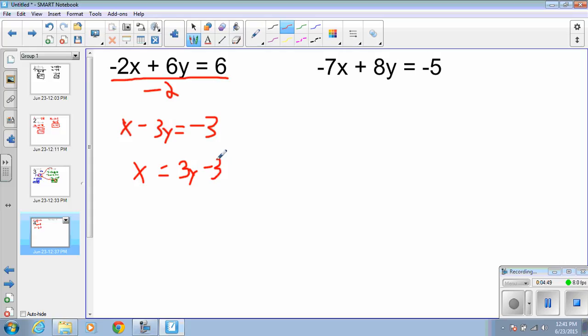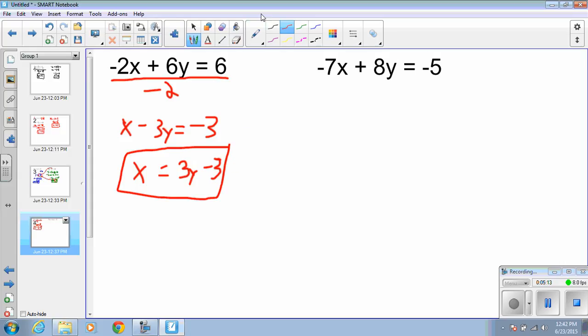Just to back up, if your first step is not dividing by -2, but adding or subtracting the 6y over, and then dividing by -2 from both sides, you're going to come up with the same answer. Okay, so this is what x is equal to.